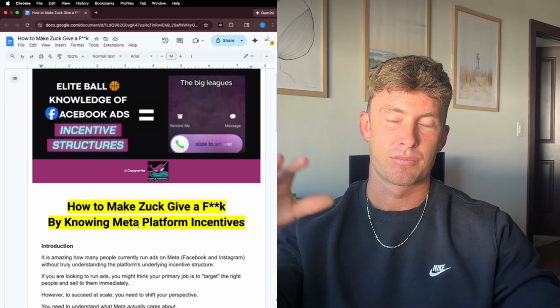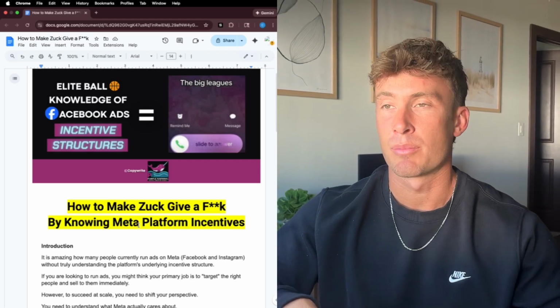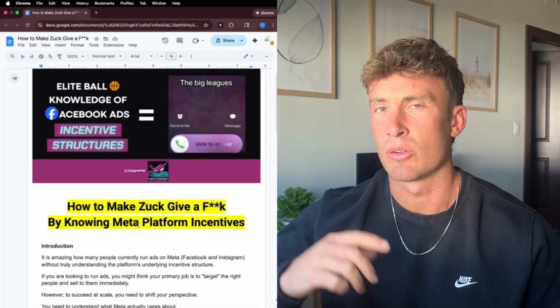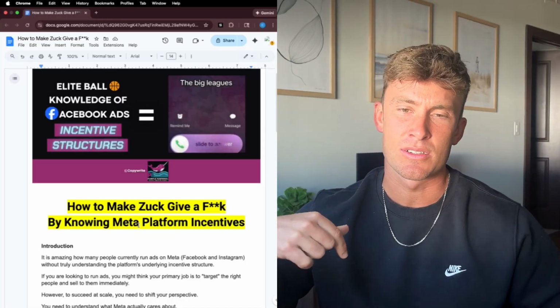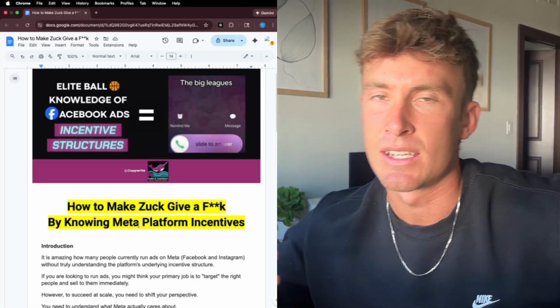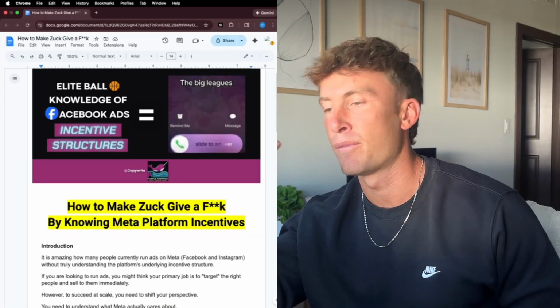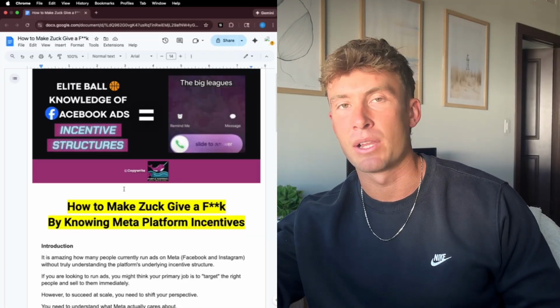And a lot of people don't know this, or they probably do know it, but it's not prioritized a lot. It's trying to make a triple win situation for us, the platform we're using, and the end user or the consumer. So today we're going to get into how to make Zuck give a fuck by knowing Meta platform incentives.